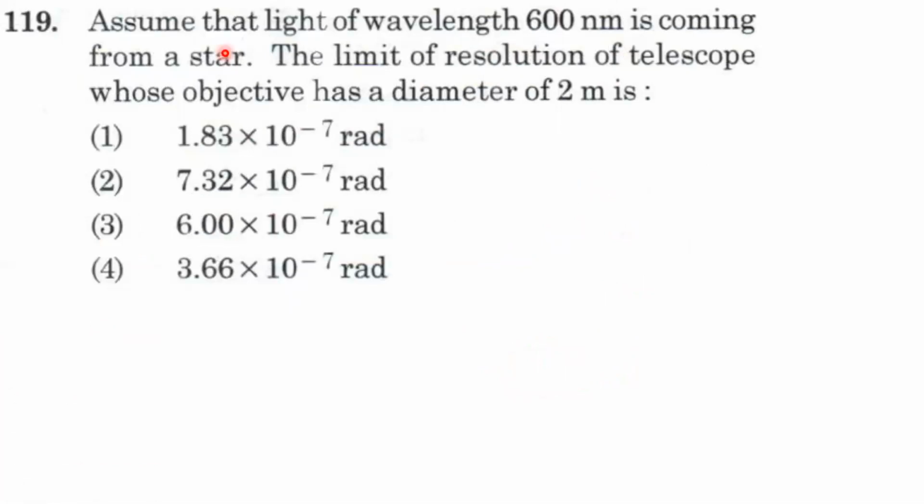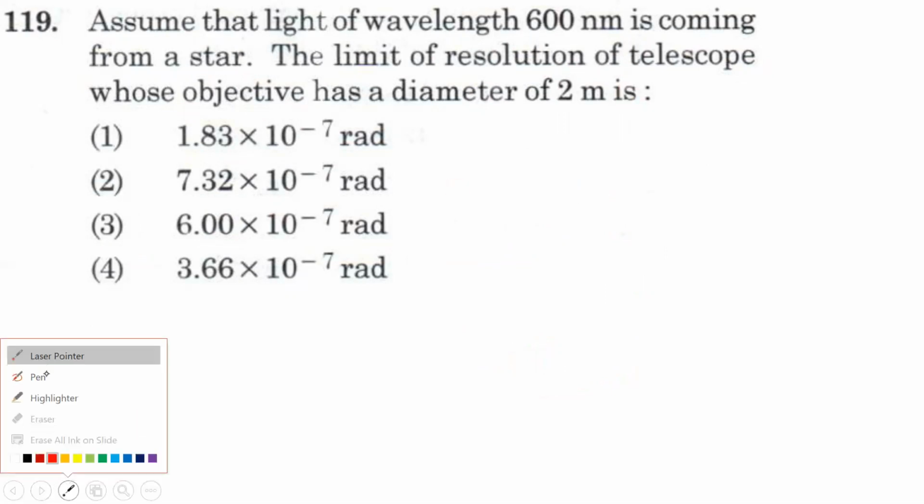119th question. Assume that light of wavelength 600 nanometer is coming from a star. The limit of resolution of a telescope whose objective has a diameter of 2 meter is dash. Listen here for this question.